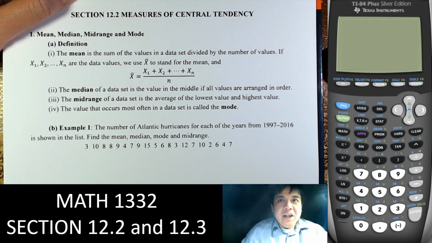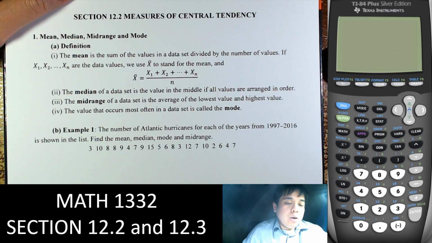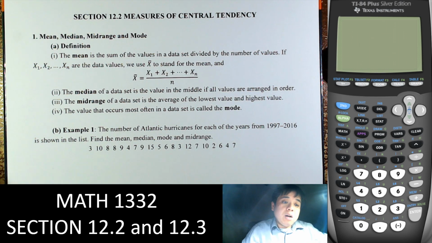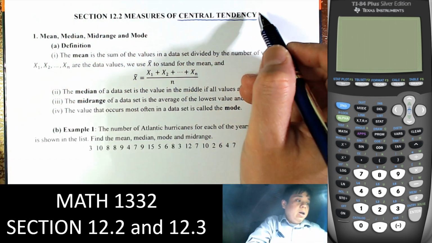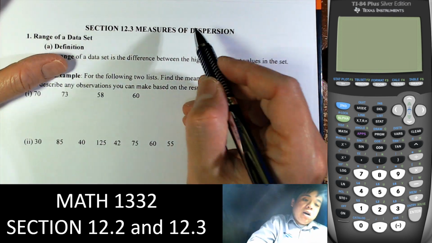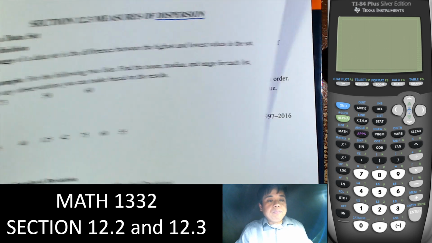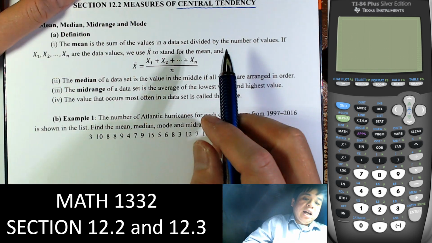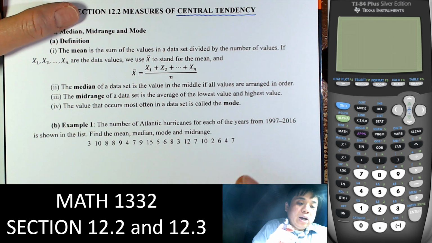Hi everybody, welcome to the last video in Math 1332, sections 12.2 and 12.3. In 12.2 we study central tendency, meaning something in the middle, and in 12.3 we study the measure of dispersion, how the data spread out. In central tendency we have the mean, the median, the mid-range, and the mode.